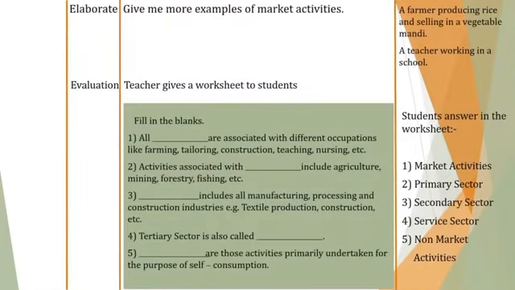Elaborate. Give me more examples of market activities. Student answer, a farmer producing rice and selling in a vegetable mandi, and a teacher working in a school. Evaluation. Teacher gives a worksheet to students. Fill in the blanks. Students answer in the worksheet. First one, market activities. Second, primary sector. Third, secondary sector. Fourth, service sector. Fifth, non-market activities.